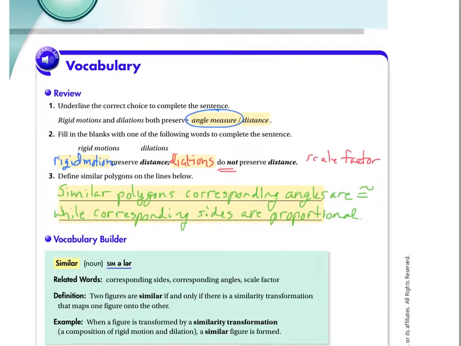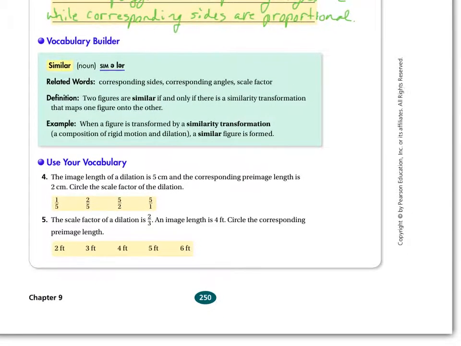So that's really what you're going to explore a lot today. Definition: two figures are similar if and only if there's a similarity transformation that maps one figure onto the other. So it has to be a similarity transformation. When a figure is transformed by a similarity transformation, it's a composition of a rigid motion and a dilation.